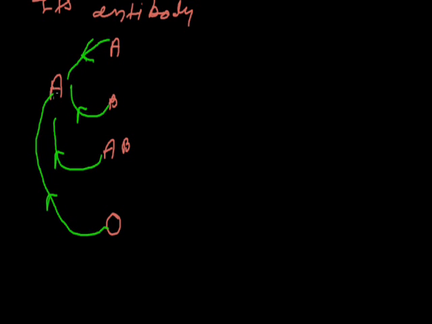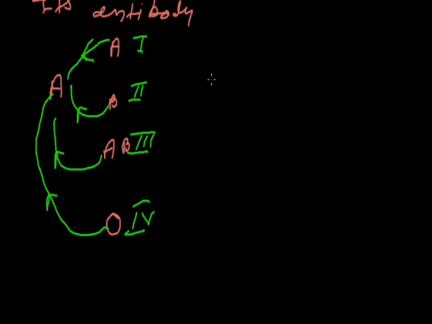So we can simply say that in this case A will be the receiver and the rest of the blood groups will be the donor. So we have to follow the system that, suppose this is case number 1, this is case number 2, this is case number 3, and this is case number 4.